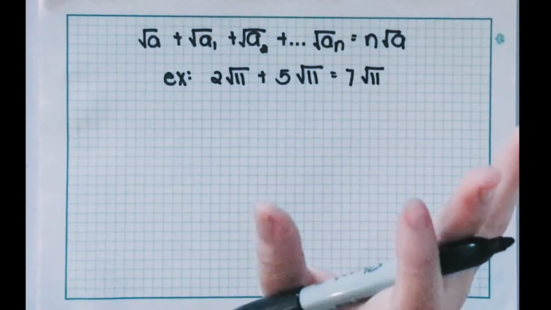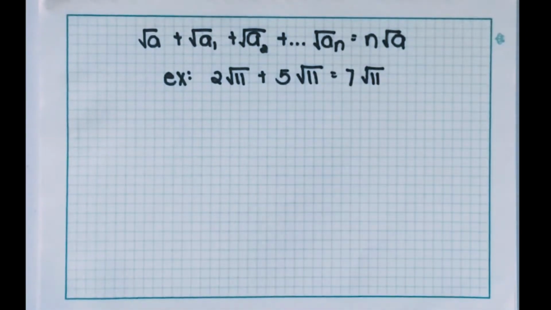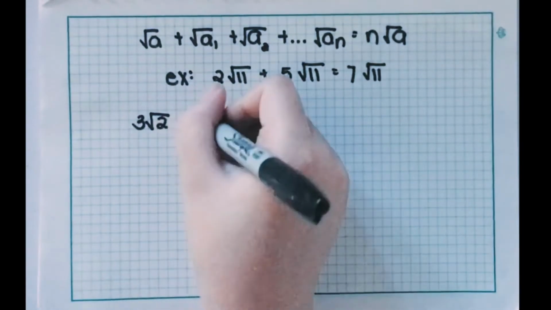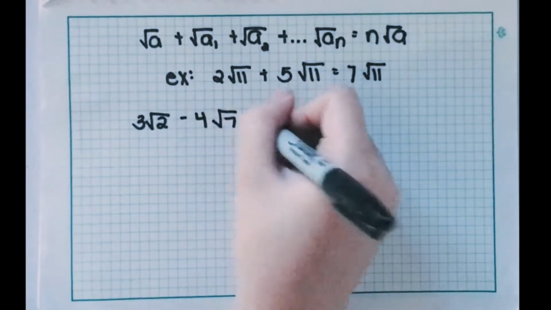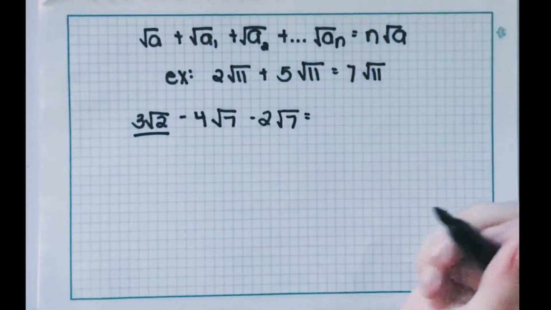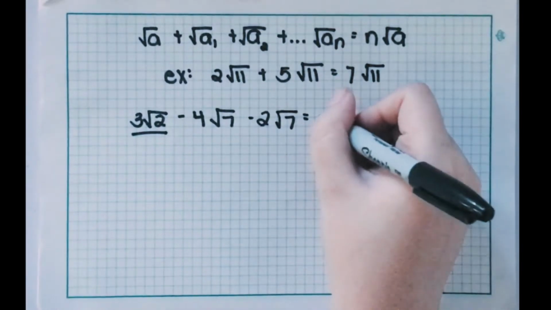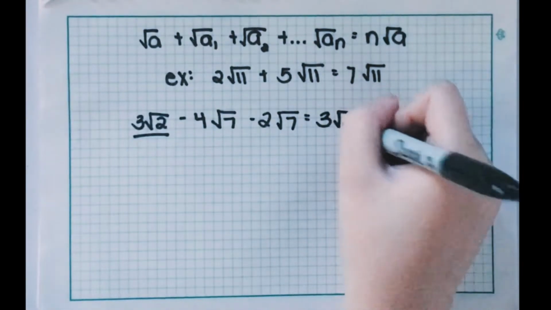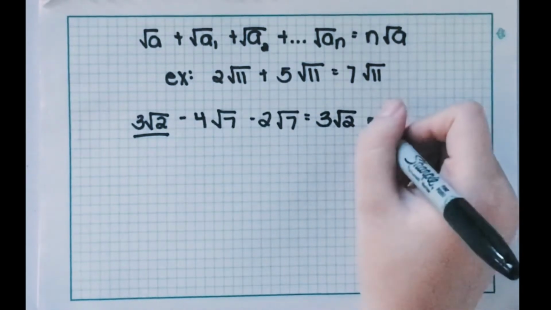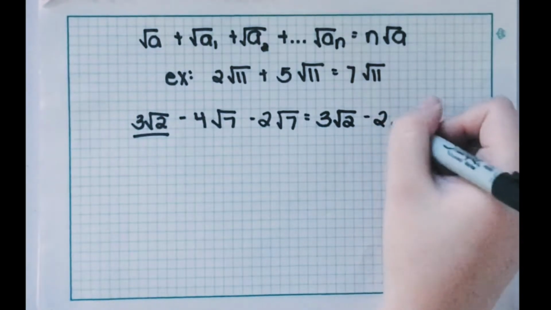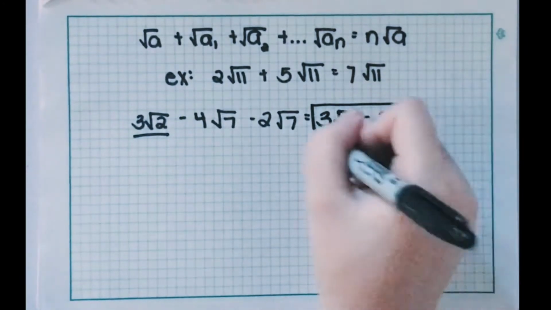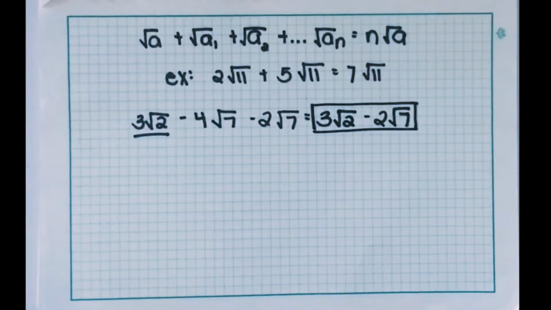I'm going to give an example of subtracting with different radicands. As you can see, 3 square root of 2 doesn't have a partner, so we'll leave it as it is. Then we're going to subtract 4 square root of 7 by 2 square root of 7, which leaves us with 2 square root of 7. So this becomes the whole answer: 3 square root of 2 minus 2 square root of 7.